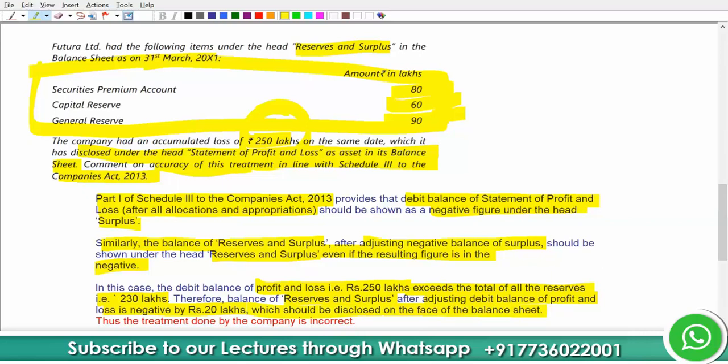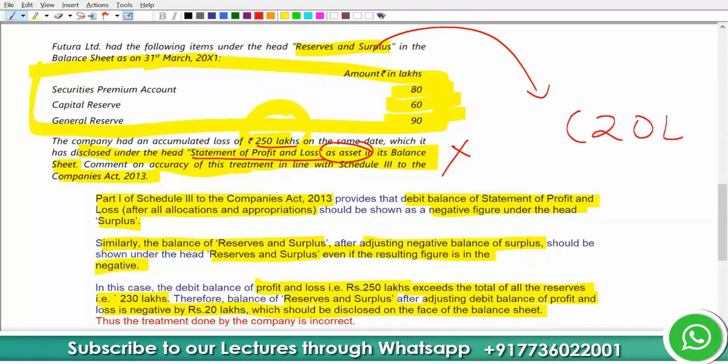So what is the treatment adopted by the company? What they have done is they have taken the accumulated loss of 250 lakhs and disclosed it under the head statement of profit and loss as an asset. So that treatment is wrong. We can say the treatment adopted by the company is incorrect. Instead, under the head reserves and surplus, they should show negative 20 lakhs.